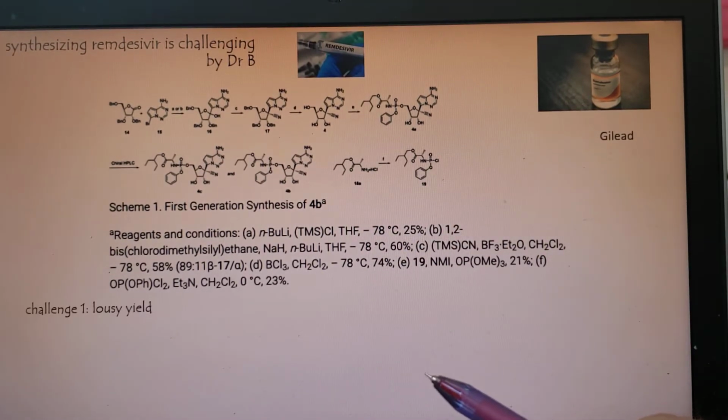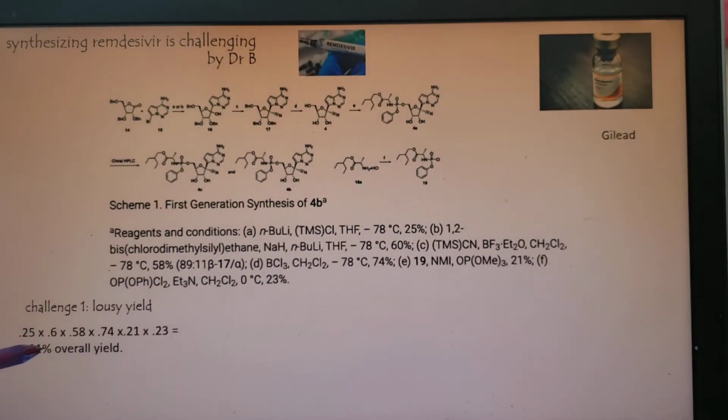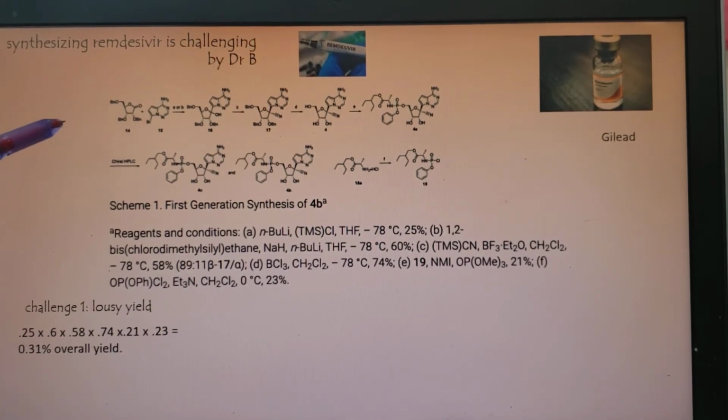So if you take each one of the percent yields and multiply them by each other, you see that overall you get less than a 1% yield. That's not great. That means if you start with 100 grams of raw materials, you'll get less than 1 gram of product. This three-dimensionality is very challenging.